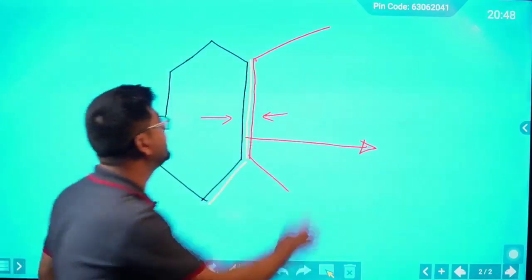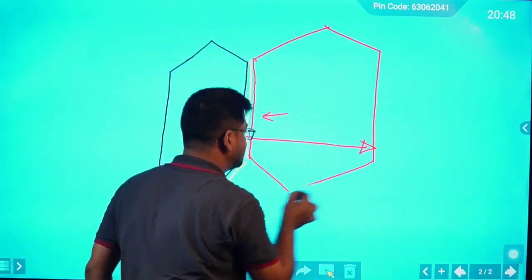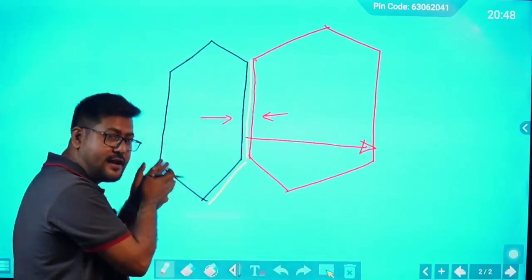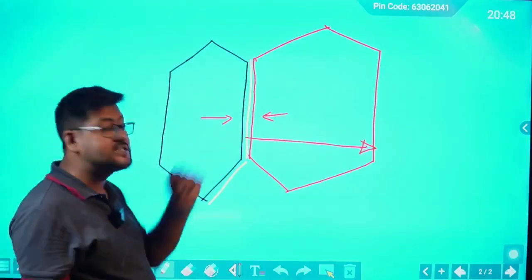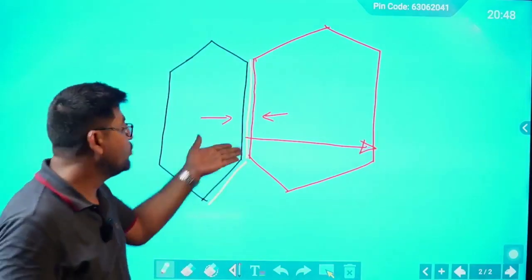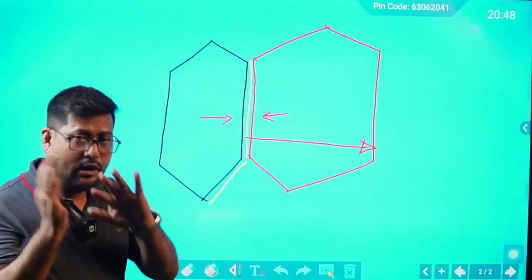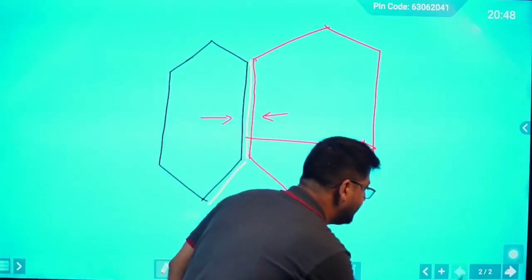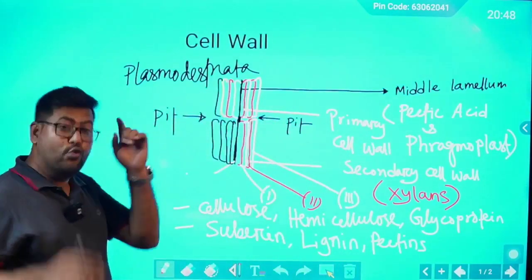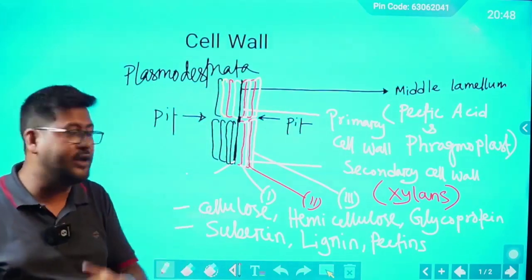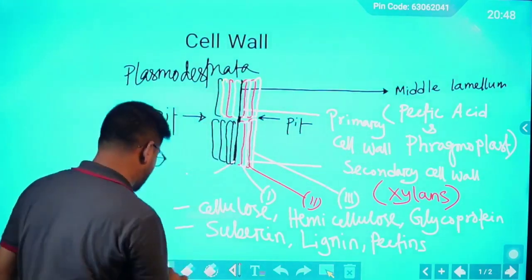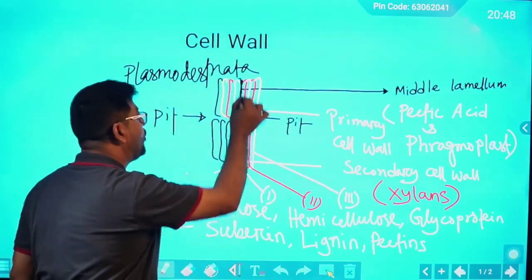When you think this red color is a cell, this black color is another cell, the yellow color part will be the common lining, and this common layer of plant cells will be the cell wall. Again, I am giving you another example. Within the cell wall, which layer is common? Which layer is showing common features or common parts? That is only the middle lamellum.